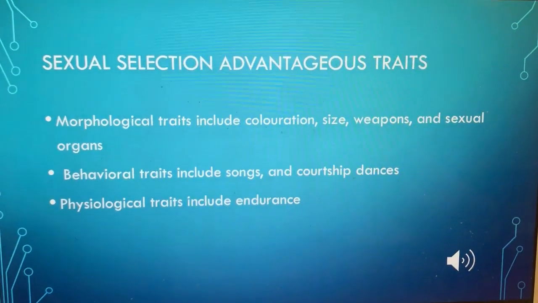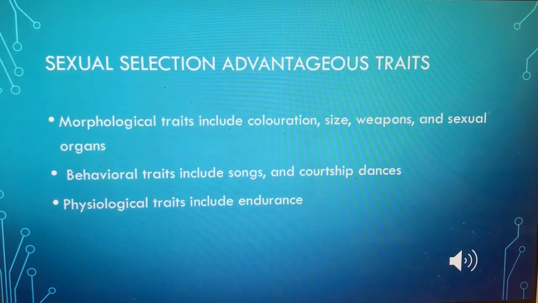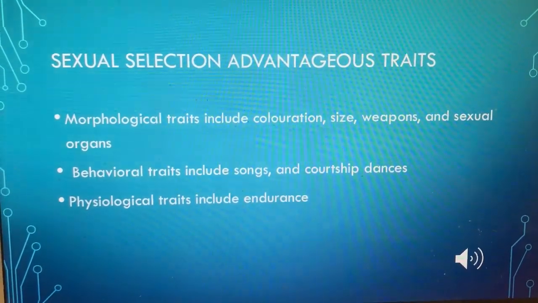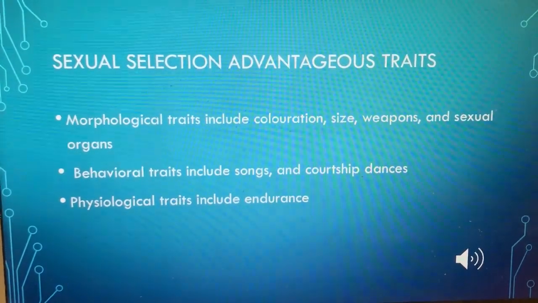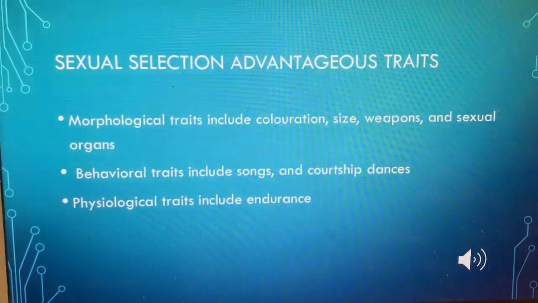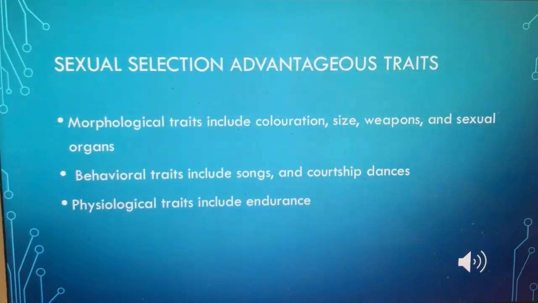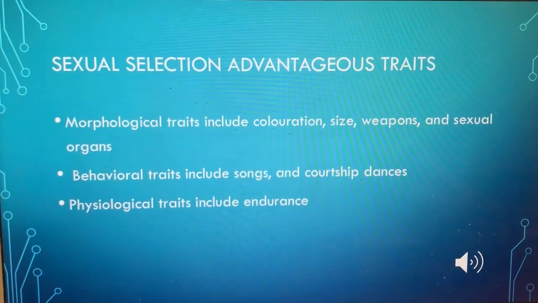When we think of sexual selection advantageous traits, those that are morphological are fairly obvious and can include coloration, size, weapons, as well as sexual organs. Behavioral traits are also fairly obvious as we see courtship dances and hear songs. And then there's the less obvious physiological traits which also exist, and they can include endurance.